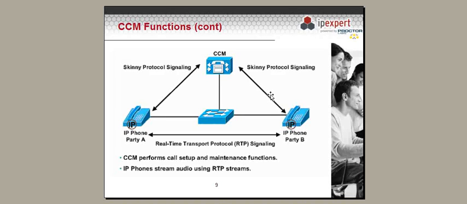Assuming he's idle, he's on hook, he's ready to accept the call, Call Manager will instruct phone B to ring and will send ring back to phone A. Once party B goes off hook, the call is connected. Call Manager's involvement in the call is over at this stage, and parties A and B communicate directly with each other for the first time using the Real-Time Transport Protocol or RTP, which runs on UDP.